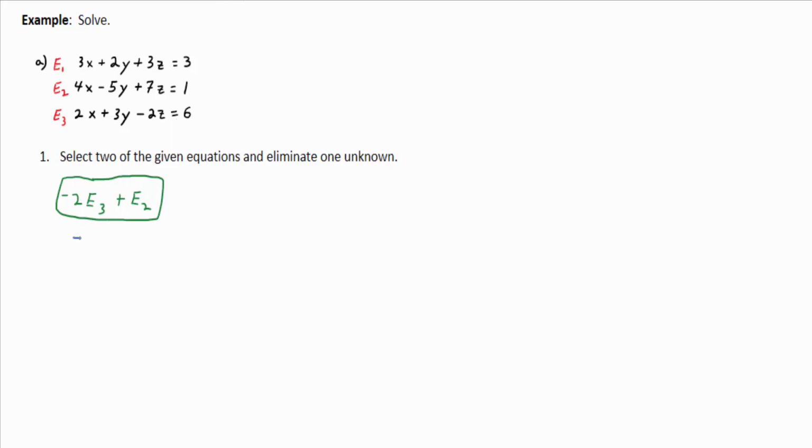So you're going to get -4x minus 6y plus 4z equals -12. And then you're going to add it to E2, so I'm going to write E2 right below that. 4x minus 5y plus 7z equals 1. Make sure you copy everything down right. Add them all up vertically. 0x minus 11y plus 11z equals -11.